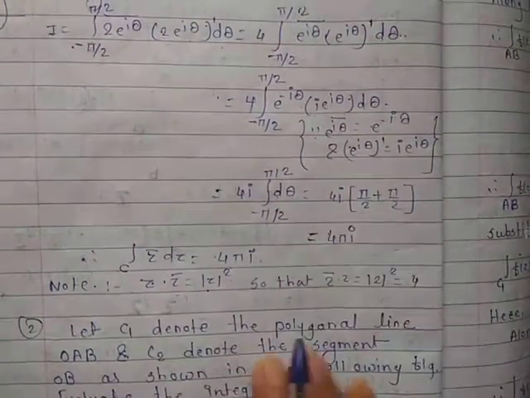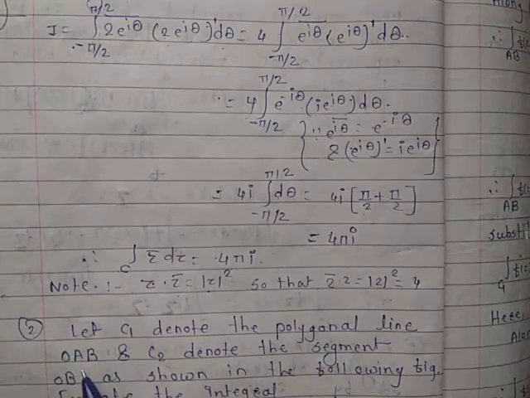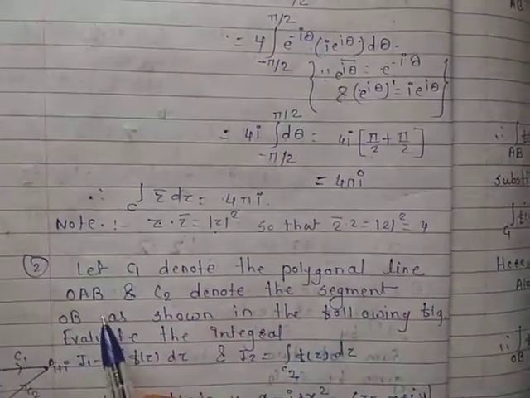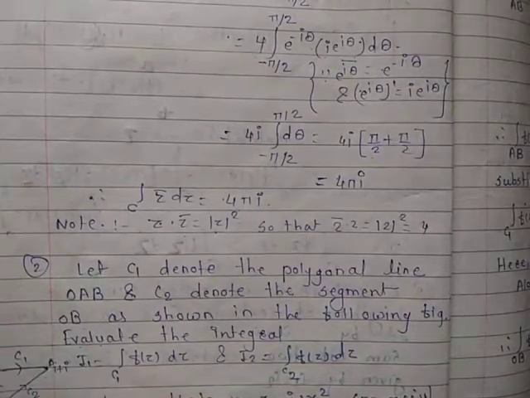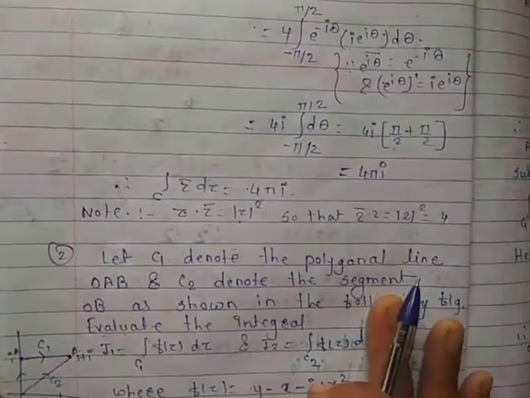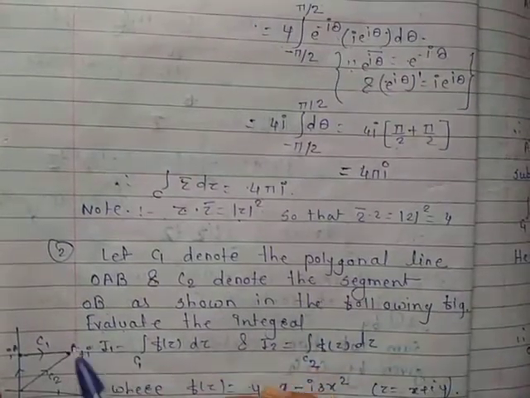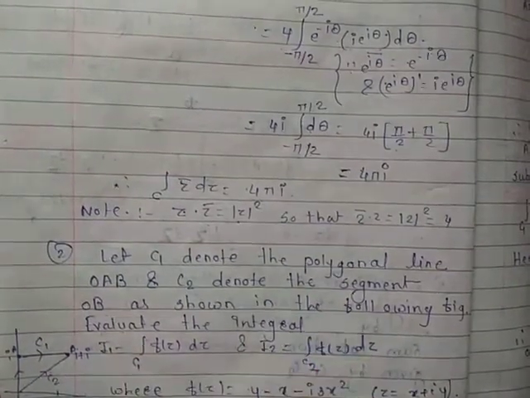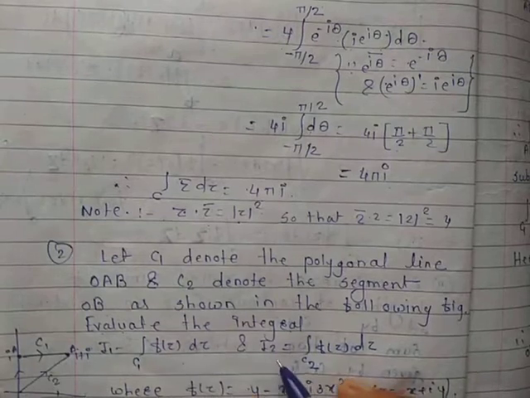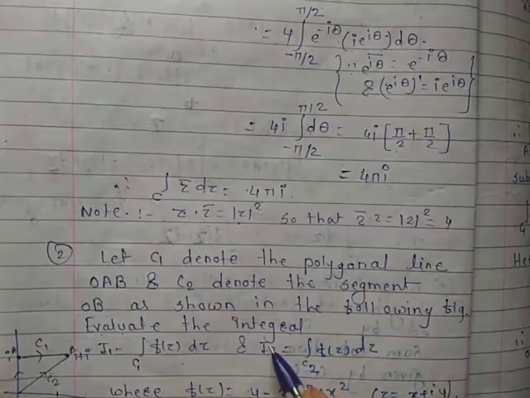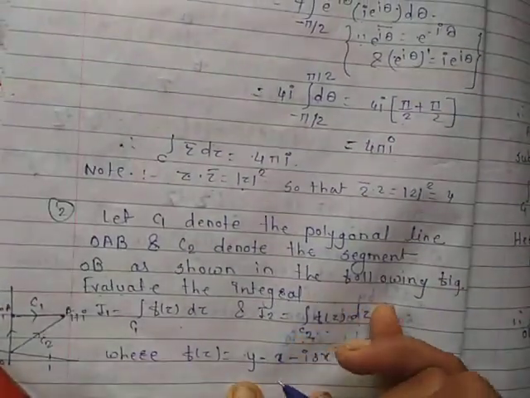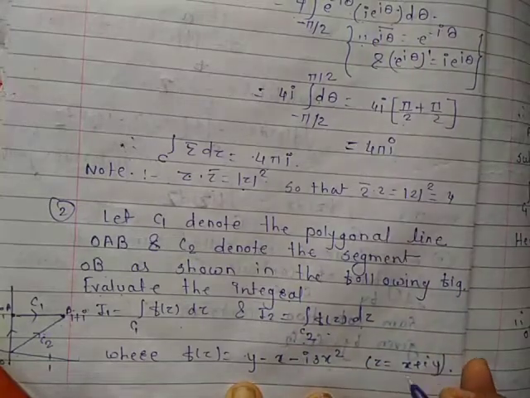Let us take one more example. Let C1 denote the polygonal line OAB, and C2 denote the segment OB as shown in the following figure. Evaluate the integral I1, integral over C1 of f of z dz, and I2 is equal to integral over C2 of f of z dz, where f of z is y minus x minus i into 3x square, z is x plus iy.